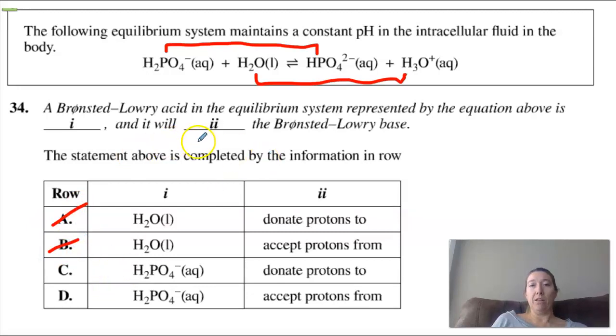And it will blank the Bronsted-Lowry base. So acids are going to donate protons to the base. So we are looking at C for that one.